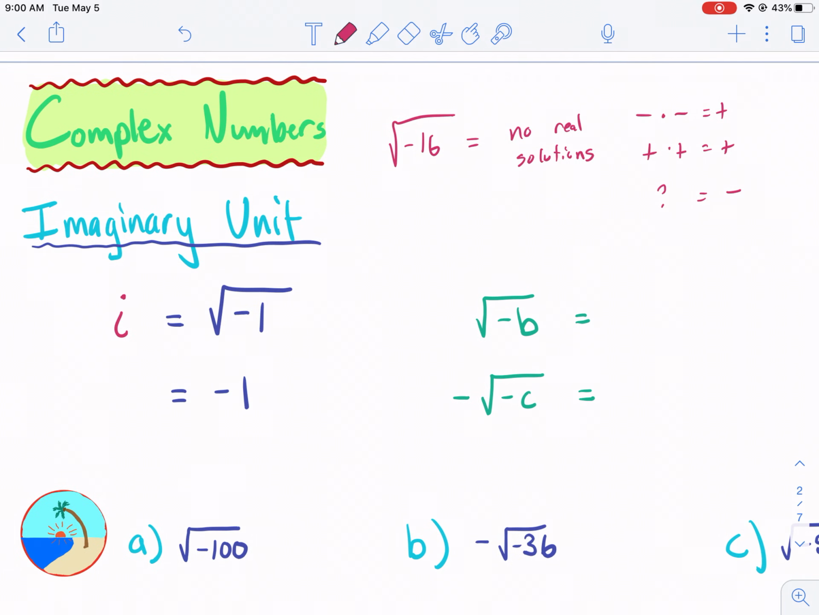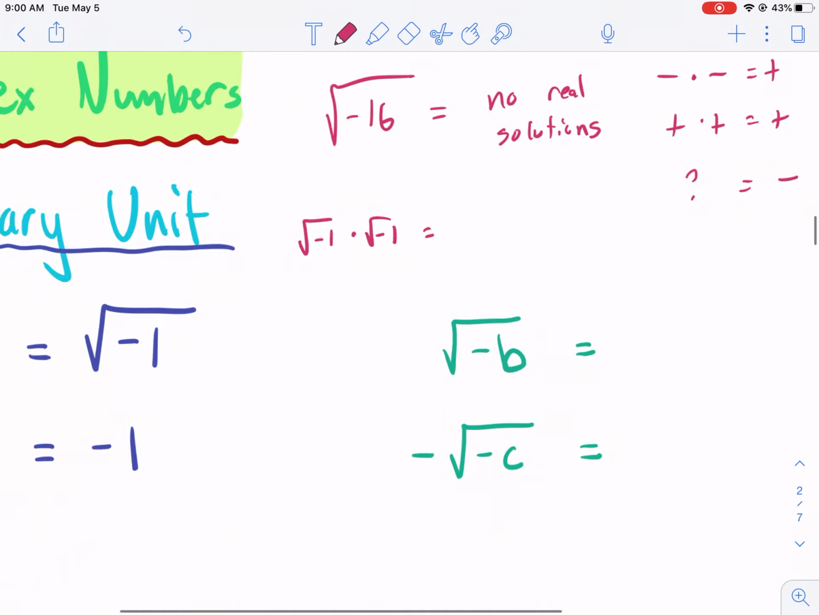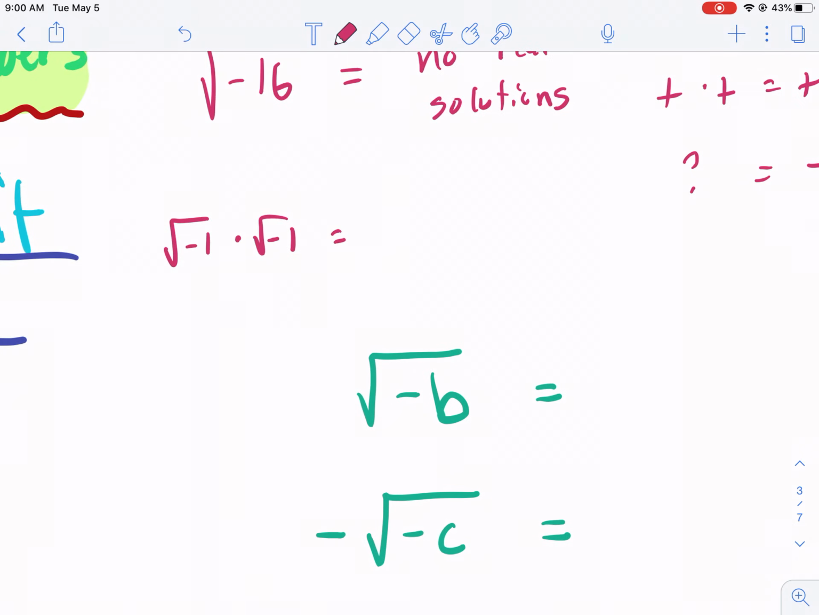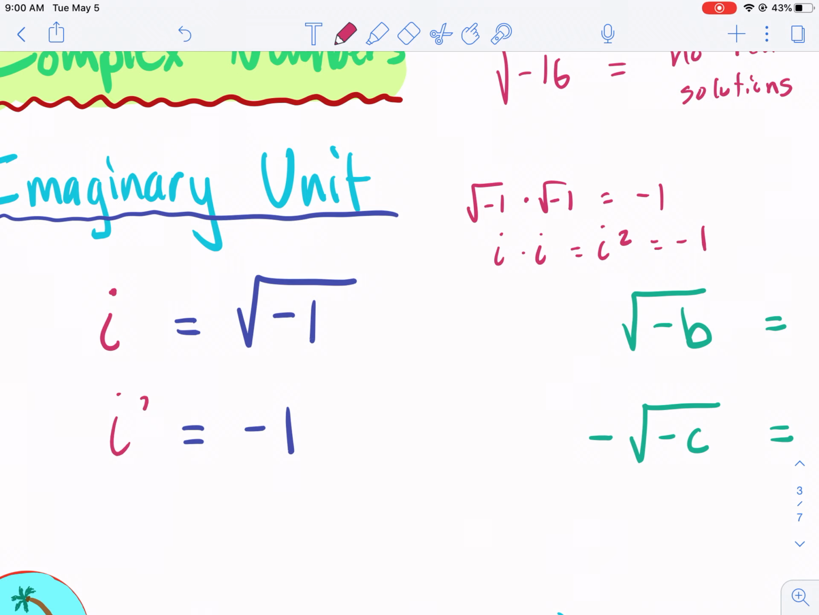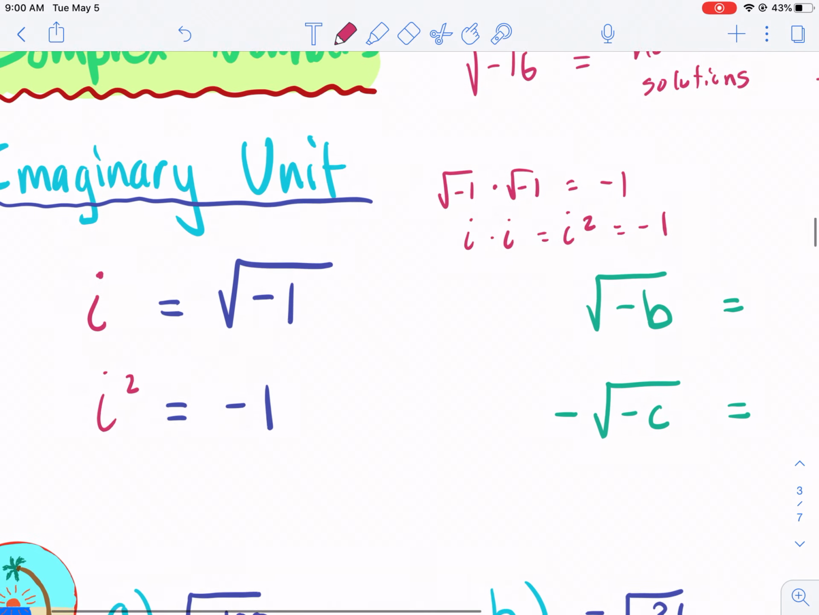Now, if we take the imaginary unit, square root of -1, and we multiply it by itself, what happens? Well, by the property of radicals, when we multiply a radical by itself, it undoes the radical, essentially. So we'd get -1. This is the same thing as i times i, so then we get i squared, which is equal to -1. So right here, we can write i squared equals -1.